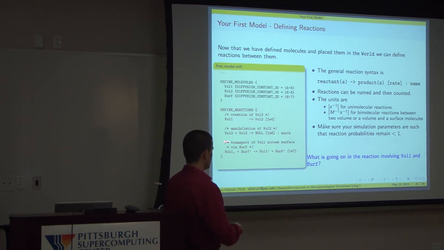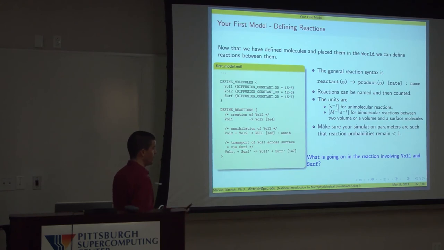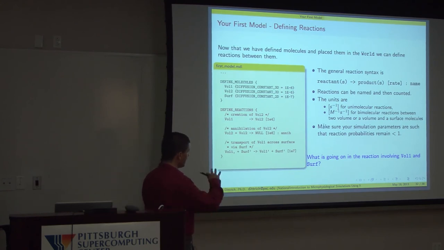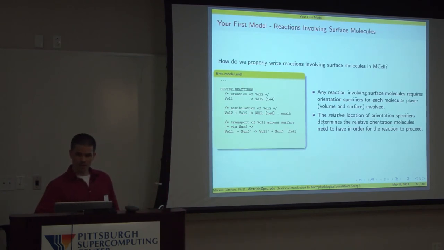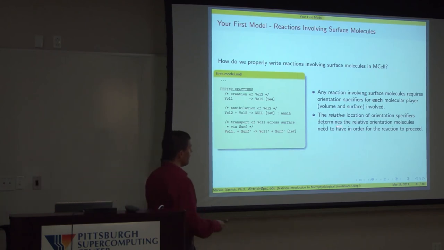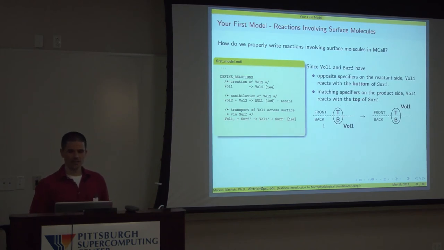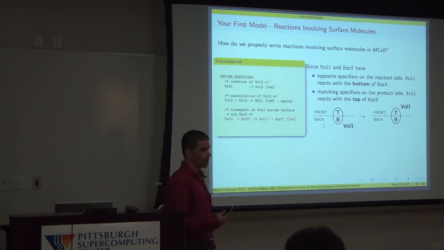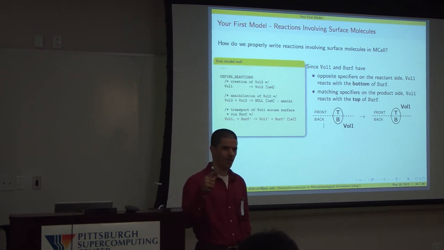So this gives you a lot of power and flexibility, and we'll see a lot more of that this afternoon and also over the next couple of days. Let me just explain briefly what's going on. As soon as you have a reaction that involves a surface molecule or a surface, you have to specify the relative location with which this reaction takes place. And if you deal with surface reactions, it's a very good idea to draw pictures, to draw your surface and your molecules and draw spatially what it means.